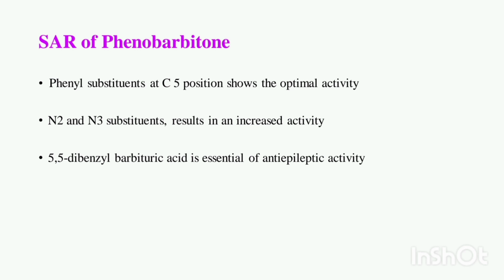SAR of phenobarbital. Phenyl substituent at C5 position shows optimal activity. N2 and N3 substituents result in increase in antiepileptic activity. 5,5-dibenzyl barbituric acid causes convulsion.